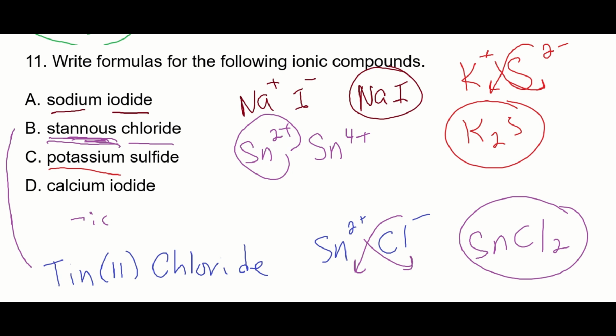Okay. Let's see, let's go blue here. I've already done that. All right, calcium, group 2 metal, 2 positive cation. Iodine, we just did that earlier. Crisscross those numbers. Can't reduce, so it's going to be CaI2.